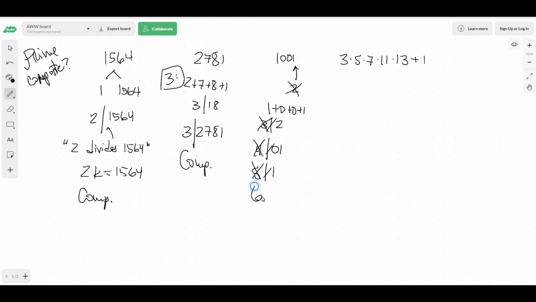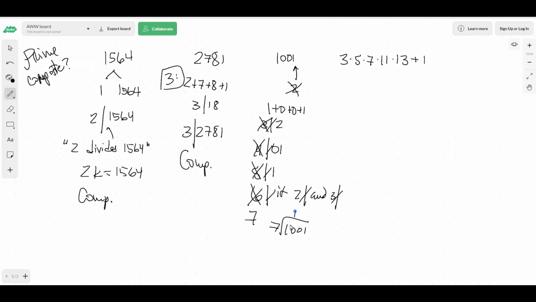And 6, I'm just going through the rules, by the way, guys. That's all that happens here. 6 only divides the number if 2 divides it and 3 divides it. But we know that's not true, so 6 does not work. 7 is a weird rule, so I'm just going to look at it and try doing 7.